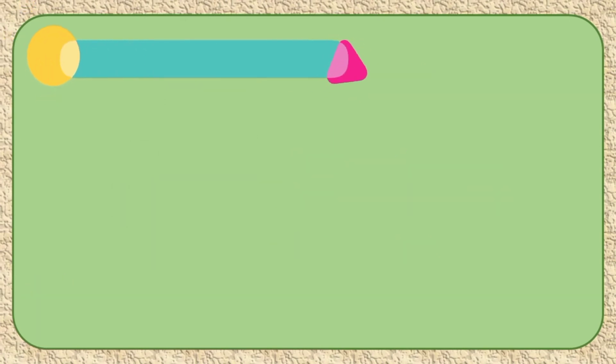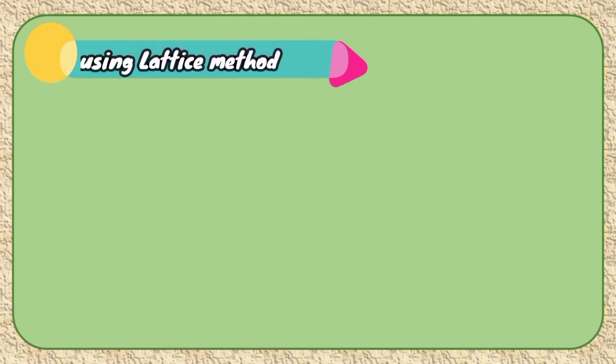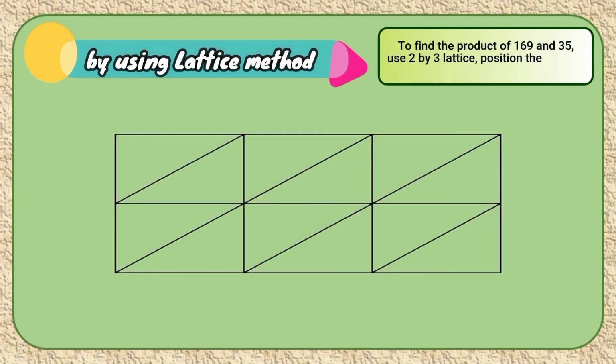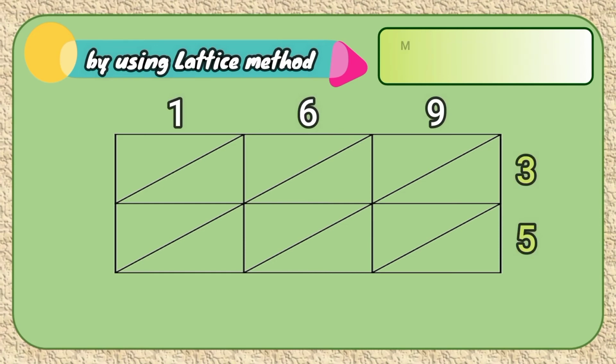The second solution is by using the lattice method to find the product of 169 and 35. Use a 2 by 3 lattice. Position the factors as shown below. Let us multiply each digit above by each digit on the side. Write the digits' product as shown below.